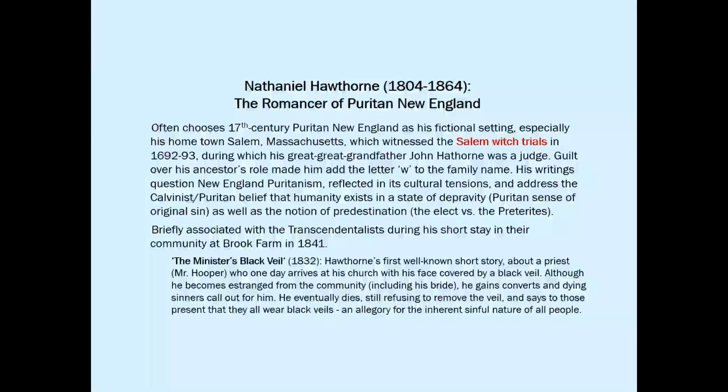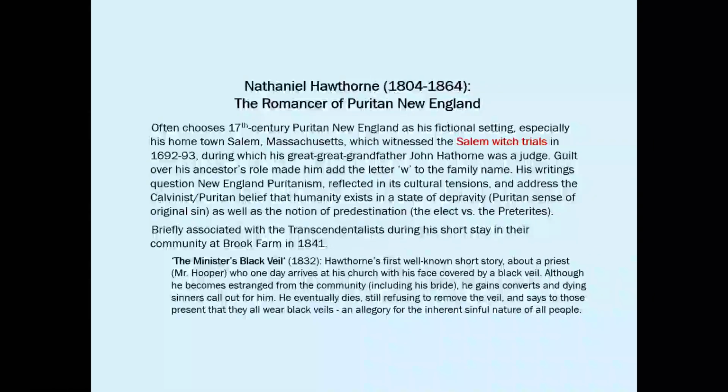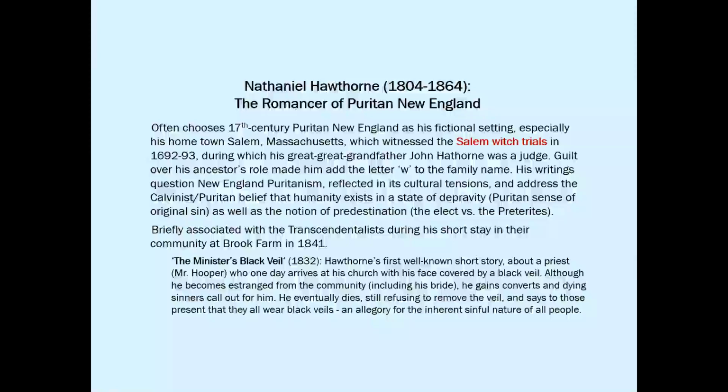Indeed, he often chooses 17th century Puritan New England as his fictional setting, so the beginnings of America. America was founded in the 1620s, especially his hometown Salem, Massachusetts, which witnessed the famous Salem witch trials of 1692-1693. And why he's so obsessed with this is because, and what's interesting in America, it's a big country now, lots of people, but in the early stages of its history, all the big families were connected, because very few people landed there, and then they sort of proliferated. So his great-great-grandfather was named John Hathorne, and was a judge. And because of his role in the witch hunt, Nathaniel Hawthorne felt guilty about it, and it made him add the letter W to his family name. Okay? And later on, we'll see another family name that's important for a later descendant.